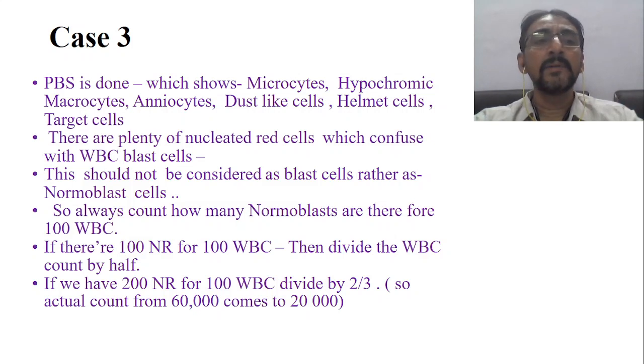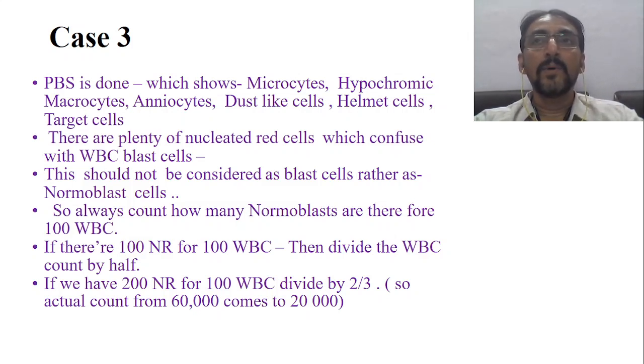Now in between them, there are plenty of nucleated red cells which can be confused with WBC blast cells. Now this is a very important part. The peripheral blood smear is showing various sizes and shapes of RBCs, and in between them plenty of nucleated RBCs are present. We know that RBC should not contain a nucleus, isn't it? A mature RBC does not have any nucleus. If an RBC is there with a nucleus, that suggests it is immature, maybe in the late normoblast or intermediate normoblast stage.